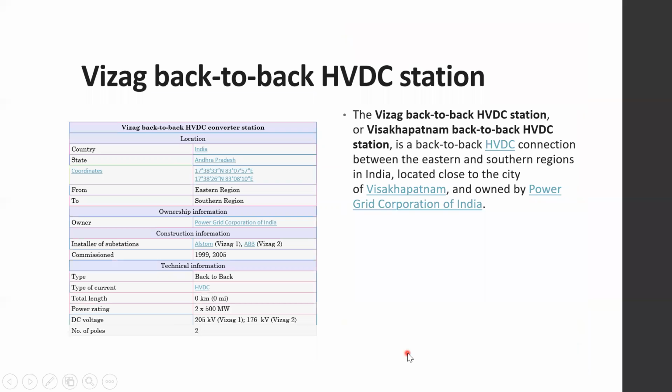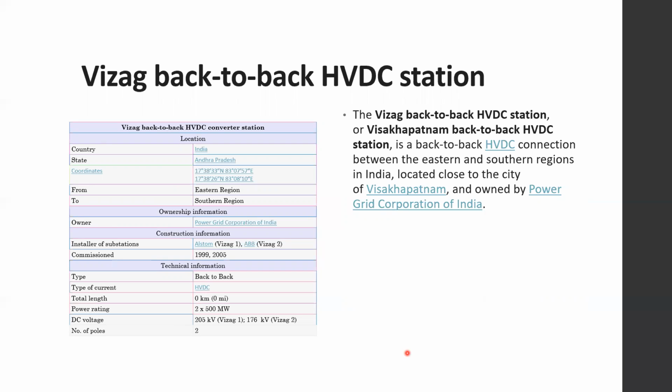Next, we are going to see the Vizag back-to-back HVDC station. The Vizag back-to-back HVDC station is a connection between the eastern and southern regions in India, located close to the city of Visakhapatnam in the state of Andhra Pradesh. It is owned by Power Grid Corporation of India.